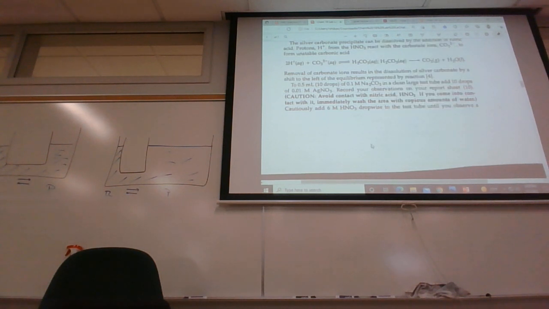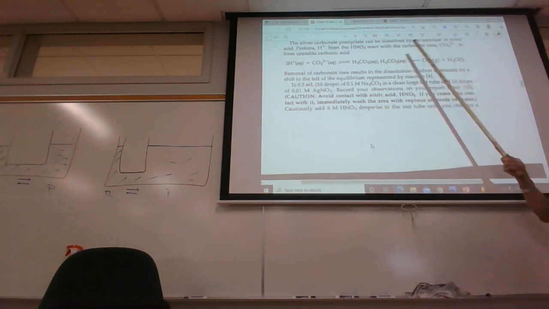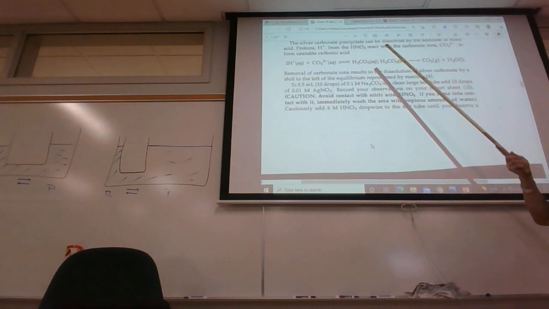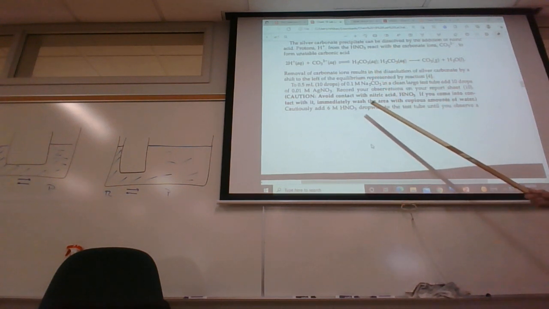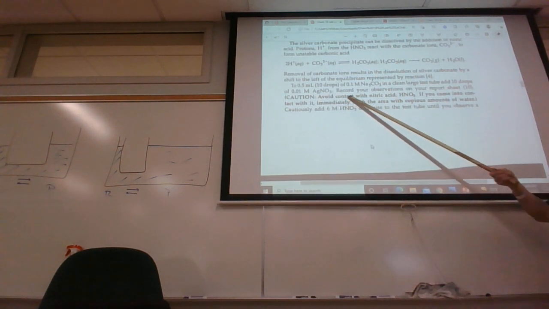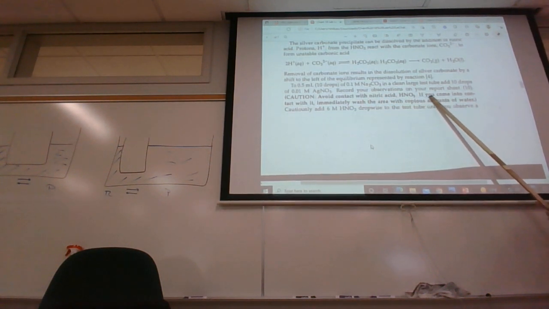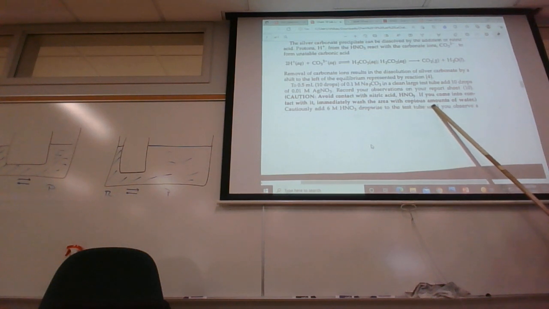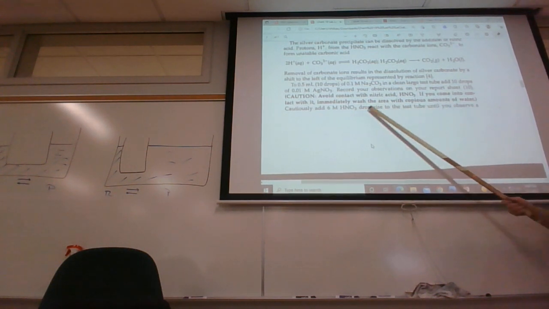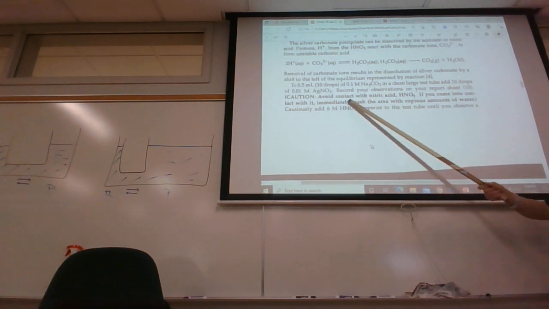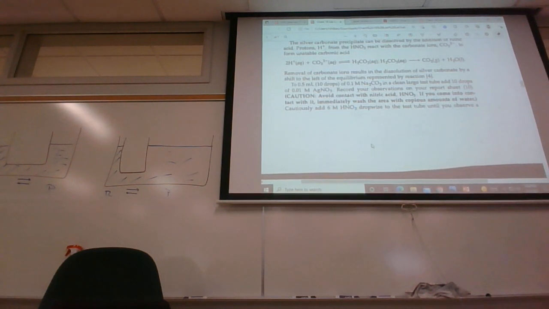So here we're adding nitric acid, to get rid of the carbonate. We don't want to use hydrochloric acid because if we use hydrochloric acid, the chloride likes silver ions. So we're going to use nitric acid because nitrate and silver don't precipitate. Nitrates are all soluble. Avoid contact with nitric acid. If you come into contact with it, immediately wash the area with copious amounts of water. We're going to be using 6 molar nitric acid. Don't dump it in all at once, add it little by little.